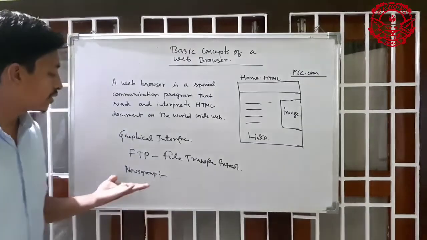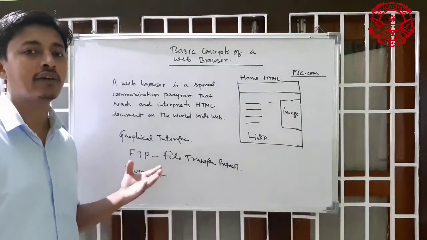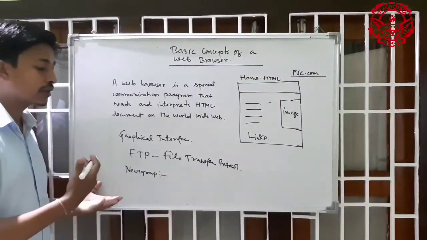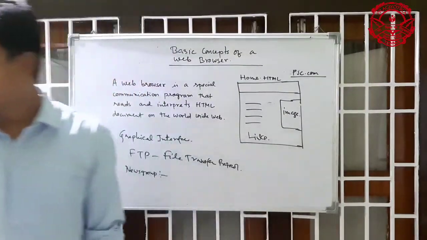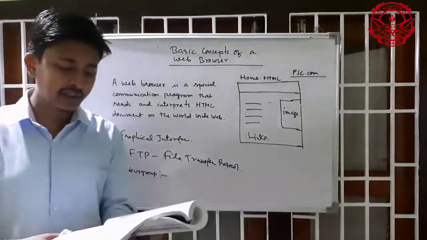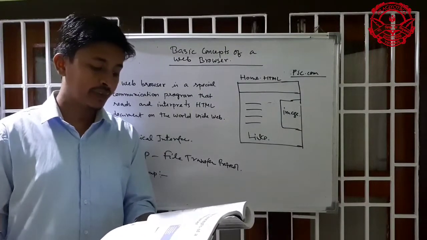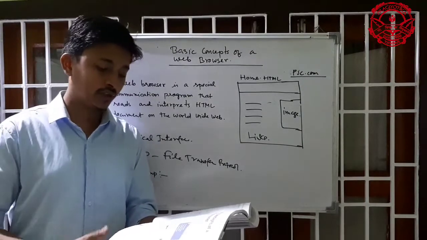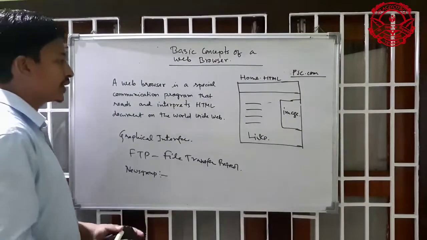In the newsgroup we can post our articles and everybody can see them. It's an online newsgroup where we can post any articles, and we can post our blog also. In this chapter we will discuss Microsoft Internet Explorer 11, Mozilla Firefox 31.0 and Google Chrome 2013. First we will discuss the first browser, Internet Explorer.